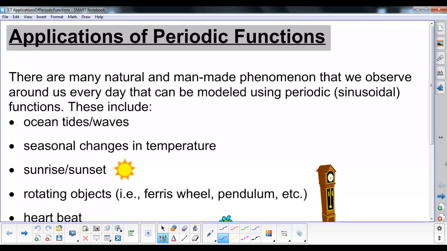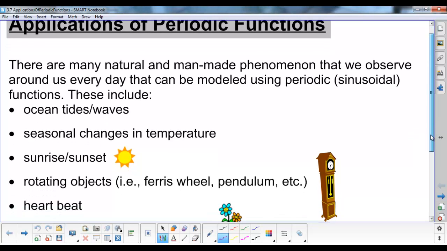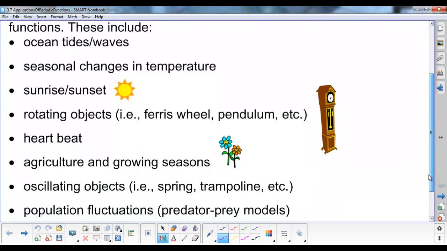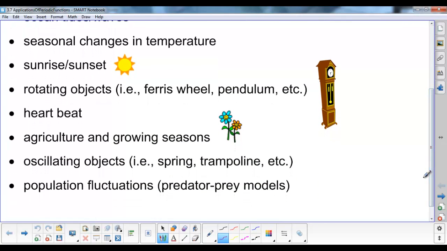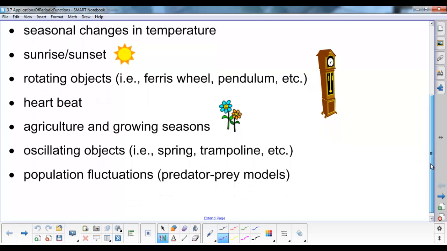You can take a look at ocean waves and tides. Those kind of represent a periodic function, or they can be modeled by a periodic function. Sunrise and sunset, all those types of things. So you can take a look at this list here and realize that periodic functions are quite practical, and a lot of these things can be modeled by a periodic function.